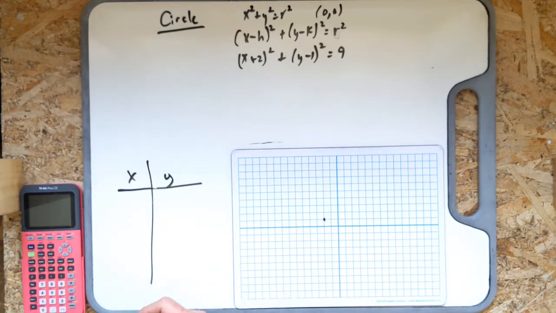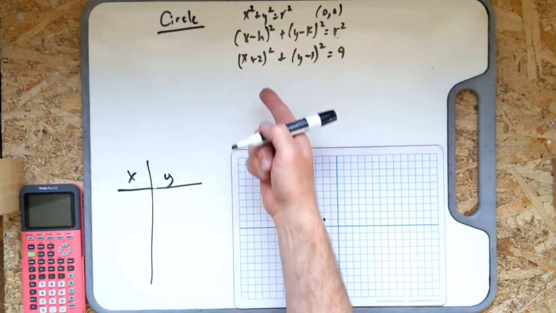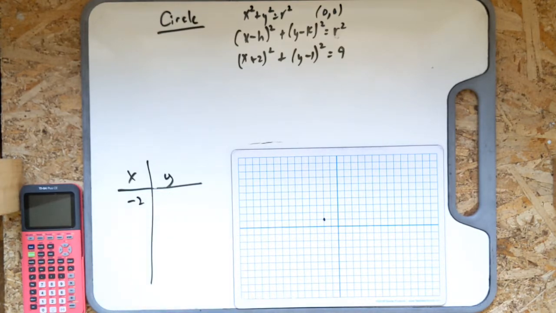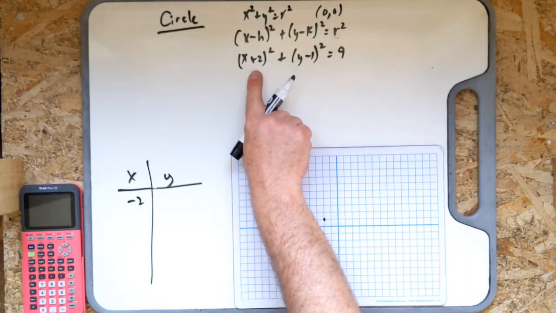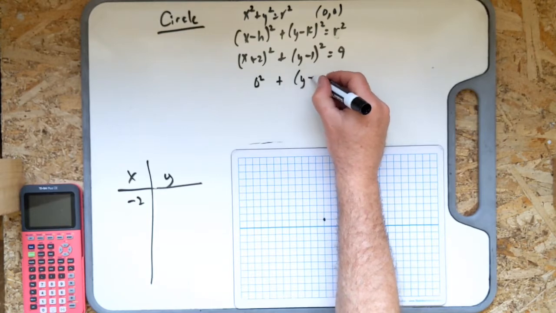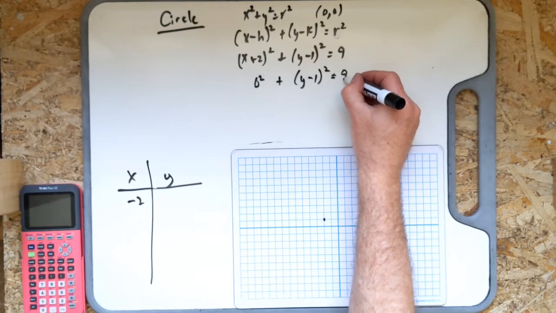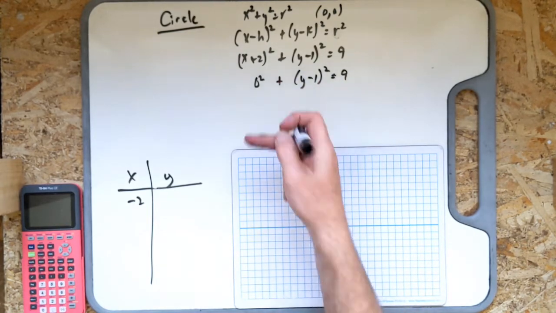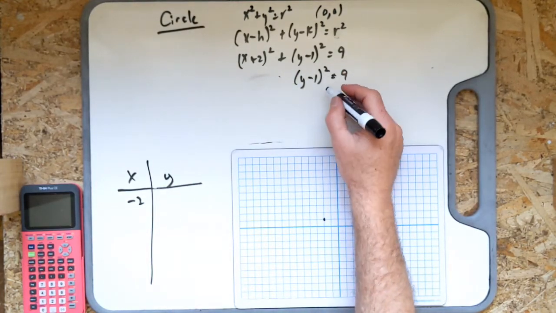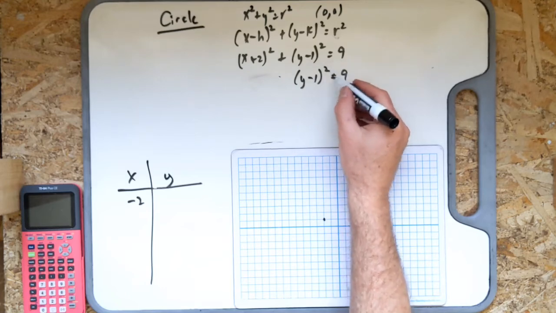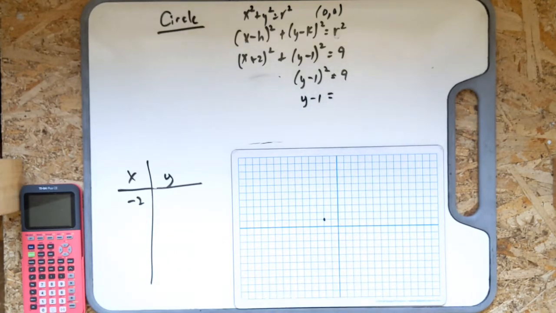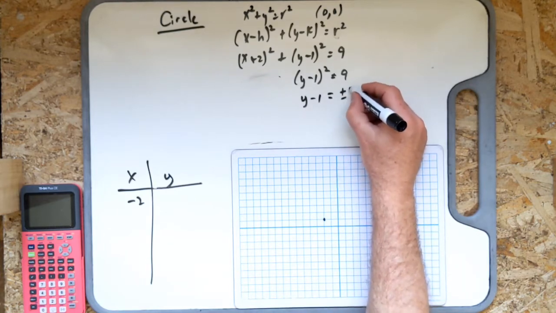Okay, so I'm going to pick some points out. I'm going to start with the easiest points to give, which let's start with x is -2. If I put -2 in here, into my equation, I get -2 plus 2, which is 0 squared, plus y minus 1 squared equals 9. Well, in other words, y minus 1 squared is 9. Take the square root. Don't distribute this. Just take the square root. You get y minus 1 equals square root of 9, which is not 3. It is plus or minus 3.